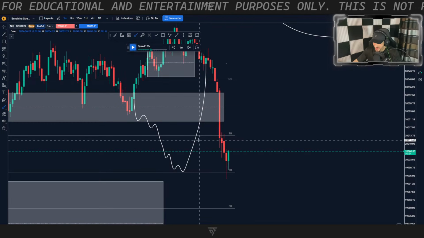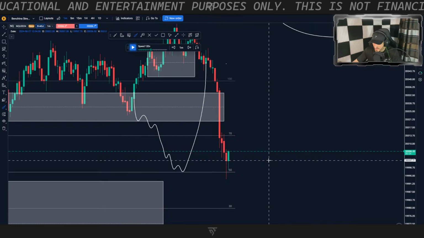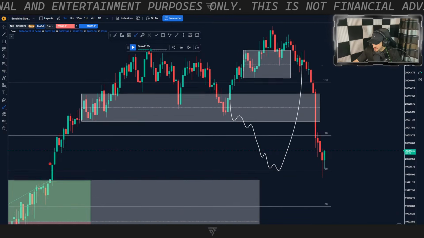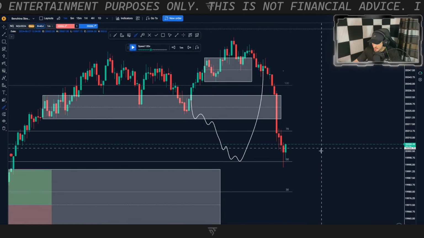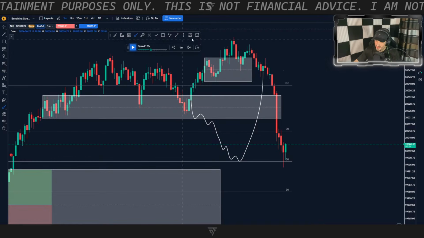This is going very, very fast. Okay, so the 50, yeah, perfect. We are tapping the 50 and that closure. Okay, there is a closure.